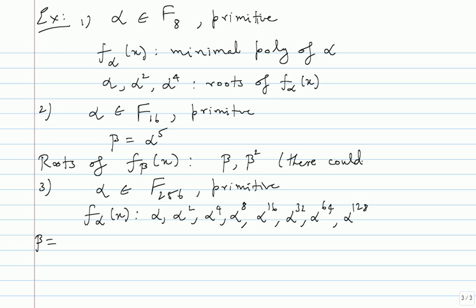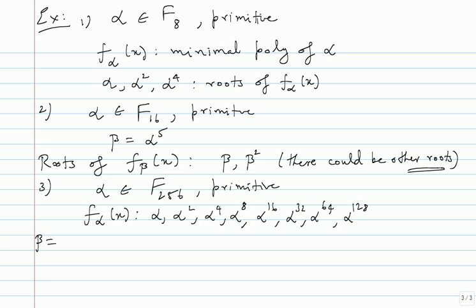Eventually, we'll show that there are no other roots. But there could be other roots. At this point, there could be other roots. But we will show, I mean, in the next step, I'm going to show there are no other roots. So once you know that, it's very easy. That's why I said finding minimal polynomials is very easy in finite fields.